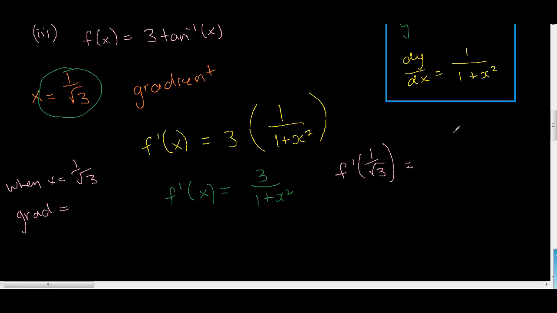Beautiful. So there's a 3 on the top, and then we're just going to put in 1 on root 3 into here. So 1 plus, we're going to square 1 on root 3. That, of course, is just going to be 1 on 3, because when we square 1 on root 3, we get 1 on the top and 3 on the bottom. Beautiful. So that will equal 3 over 3 on 3 plus 1 on 3. So that's 3 over, now what have we got here? We've got 4 on 3.